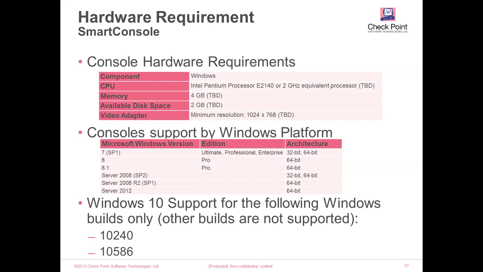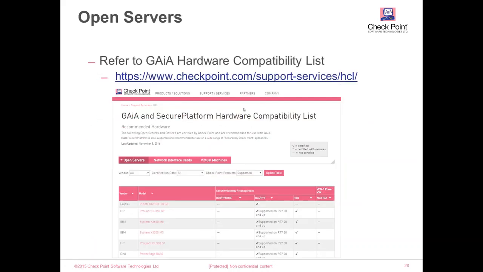We do support Windows 7, Windows 8, 2008 and 2012 servers, as well as Windows 10. Those 2 builds that are specified here are the 2 official Windows 10 branches that Microsoft is officially supporting and updating. So those are the ones we are supporting to run R80 SmartConsole on. For open servers, I'm referring you to the Gaia hardware compatibility list, where you can find the different open server platforms that are supported with R80. So they are certified for R80 today.